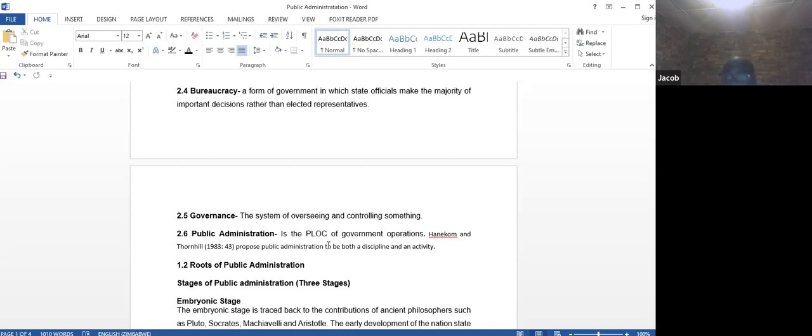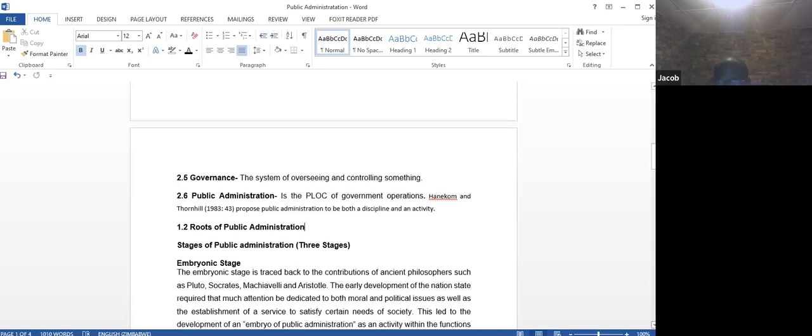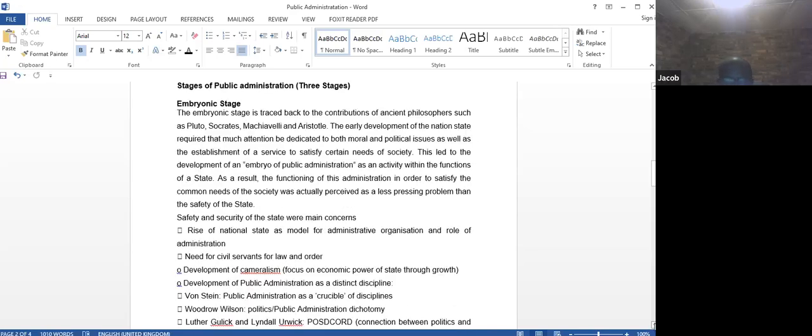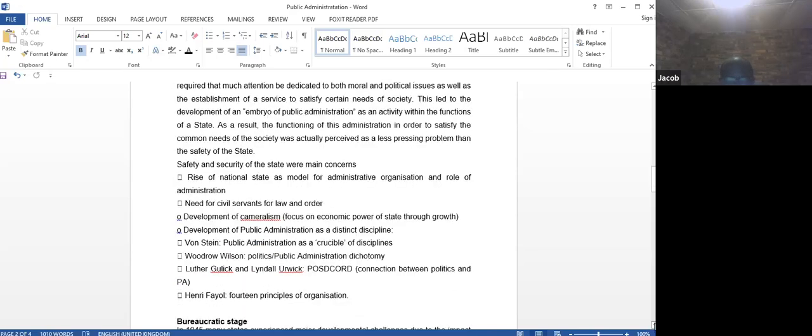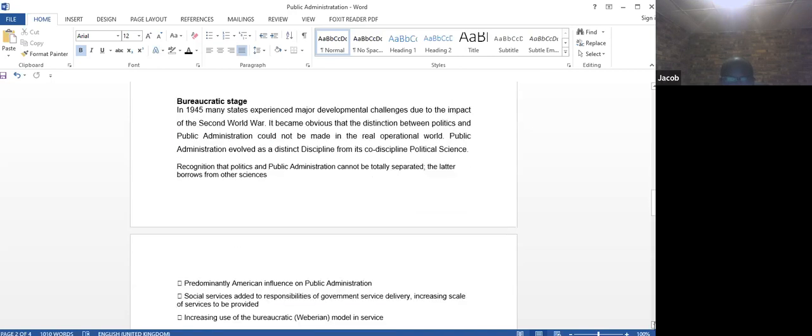But public administration itself has its own roots. The roots of public administration comprise 3 stages. There's also a question that you can encounter on the roots of public administration. Let me just check where the question is. This question is frequently asked in many public administration question papers.